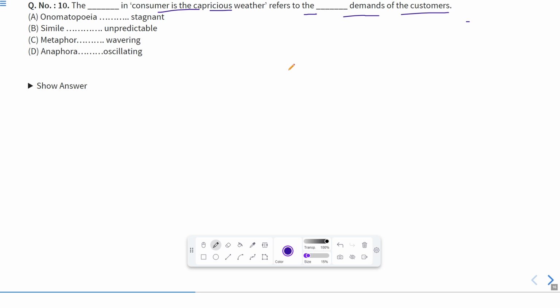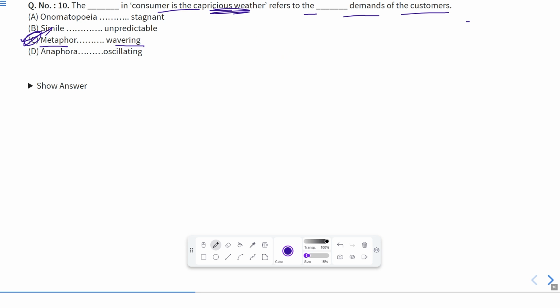Capricious means changeable. So if we say capricious weather, it means changeable weather, but they are talking about capricious weather which has some idiomatic meaning, that is the sudden mood changing or the behavior changing suddenly. So here they have used capricious weather as the metaphor. Wavering means wavering demands of customers which are changing. They are not the same, they are not consistent, they are changing. So according to this, C is the correct answer.